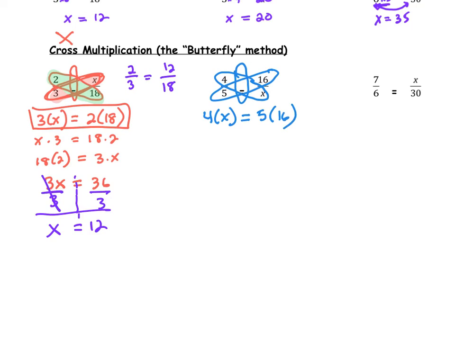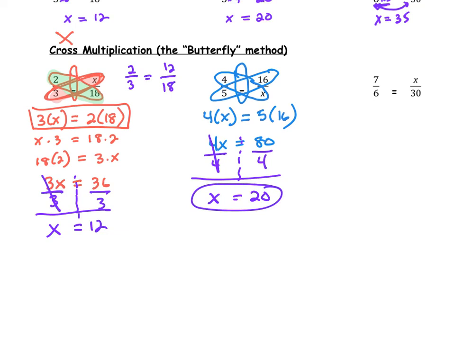And now 4 times x, we're going to just use as 4x. And 5 times 16 would be 80. We now move to our solving step. We're going to build the wall. We're going to divide by 4 and divide by 4 on both sides, leaving us with x equals 20. And sure enough, that's what we had when we used the scaling method.